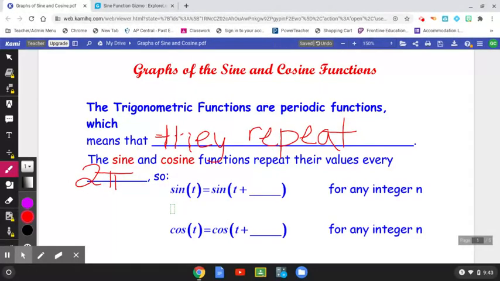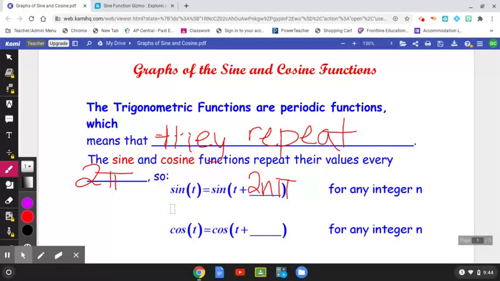Okay, so that means sine of t, and remember t here represents an angle, would equal or be the same as sine of t plus 2n pi, where n is any integer. So that means that, like, if n equals 1, we're adding 2 pi. If n equals 2, we're adding 4 pi. If n equals 3, we're adding 6 pi. And n could also be negative. So if n is negative 1, we'd be adding negative 2 pi. If n is negative 2, we'd be adding negative 4 pi, and so on and so on.